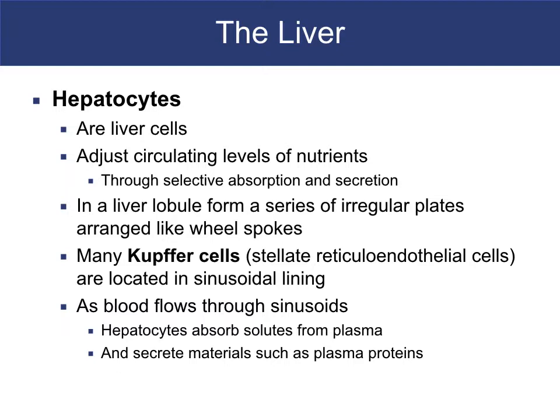The other thing that the liver does as the blood is flowing through is picking out what it wants, and it's also manufacturing a lot of things that our body needs. For example, plasma proteins, albumins, globulins, blood clotting factors, all kinds of things that our body needs to make are made in the liver as it goes through.